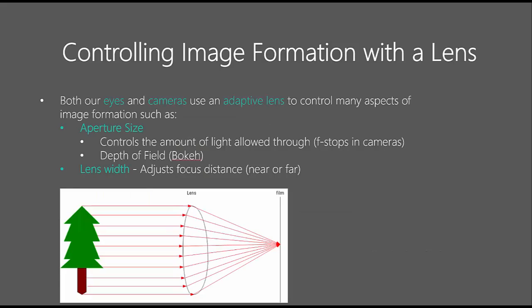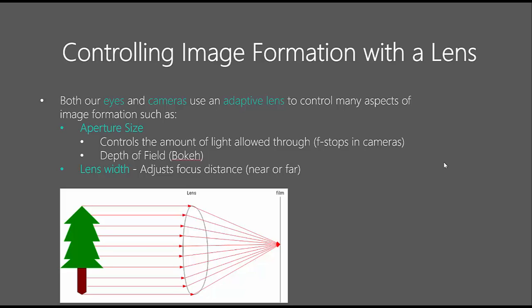So how do we fix this? Well, by using a lens. An adaptive lens, which is what most modern cameras and our eyes use, allows us to control the aperture size. In photography, aperture size is referred to as f-stops in cameras, and lower is better. Lower also allows us to get some nice depth of field, which is also called bokeh in photography.